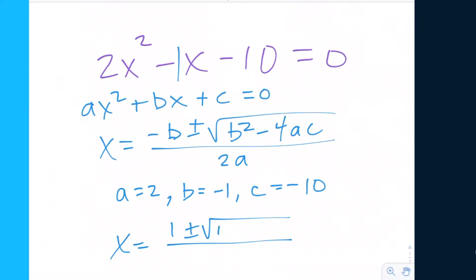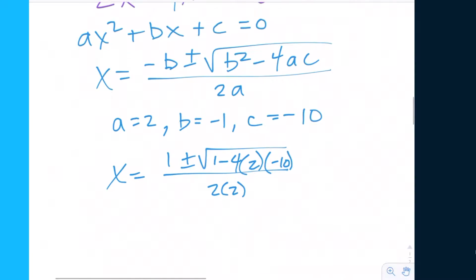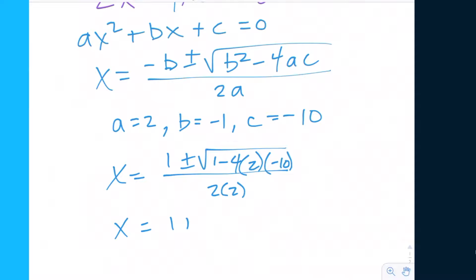Oh, yeah, let's go in baby steps then. Minus 4, that's okay, times a, which is 2, times c, which is negative 10. All over twice a is twice 2. So now when you simplify that, you get plus or minus, that's going to be, inside, that's going to be 81, all over 4.